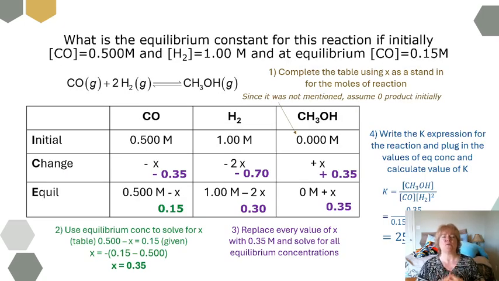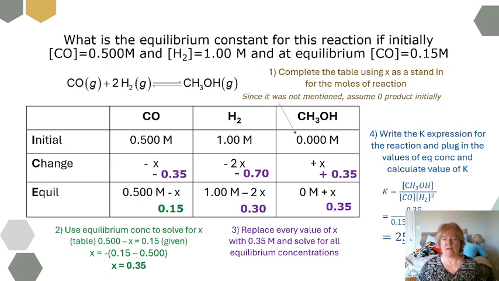All right, so let's look at this one. What is the equilibrium constant for this reaction if initially the carbon monoxide concentration is 0.5 molar and the hydrogen concentration is 1 molar, and at equilibrium the carbon monoxide concentration is 0.15? Okay, again, I see I've got some initial values, and I've got one equilibrium value.